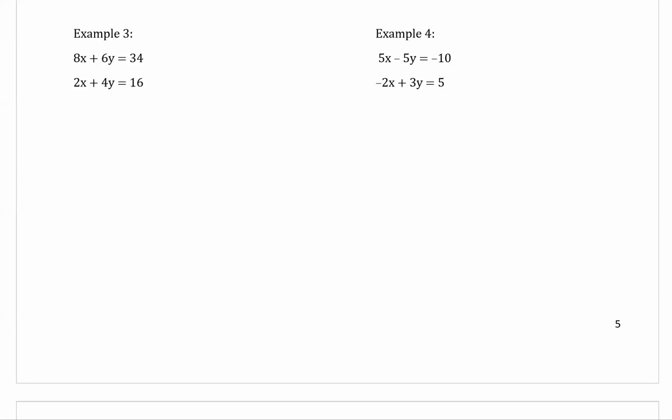But I am not going to multiply both equations by a number if I don't have to. So I'm going to elect to multiply the second equation by negative 4 so that I will eliminate x.